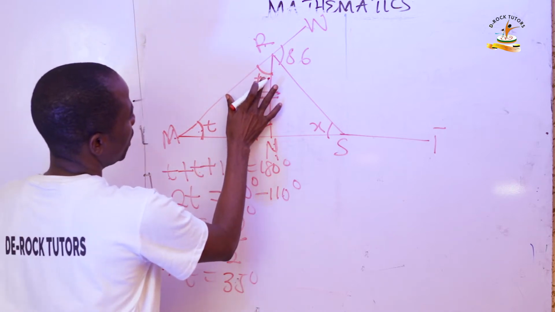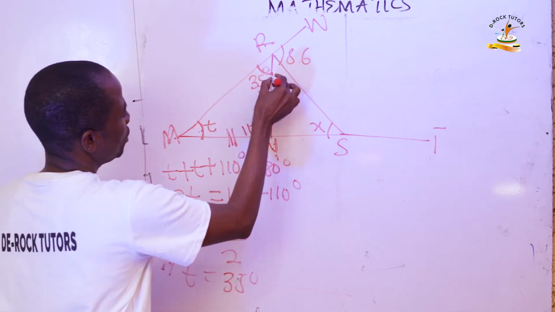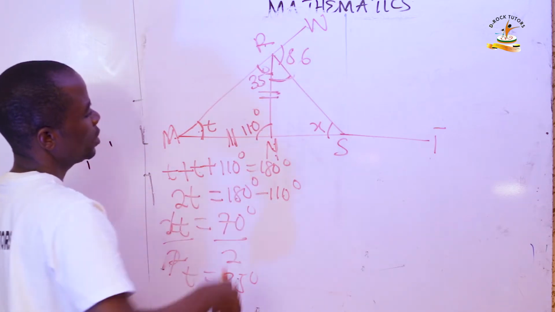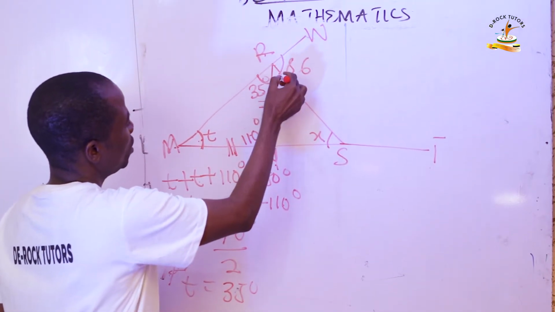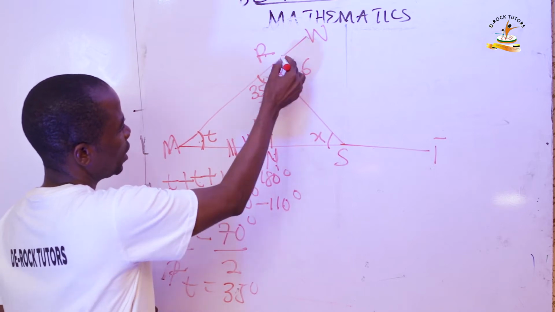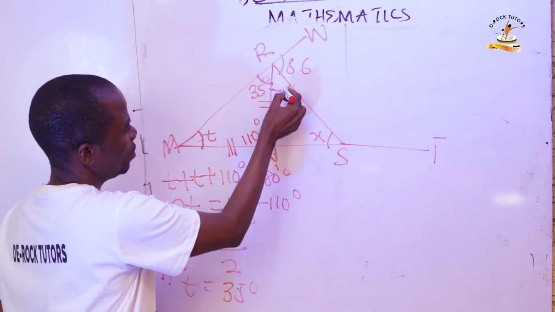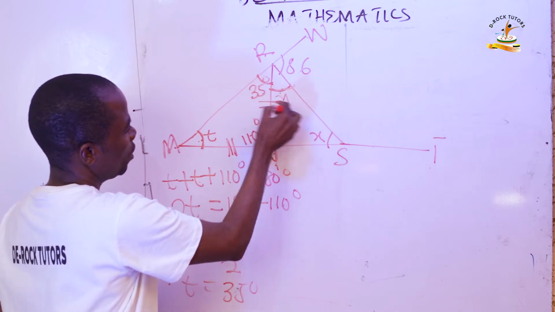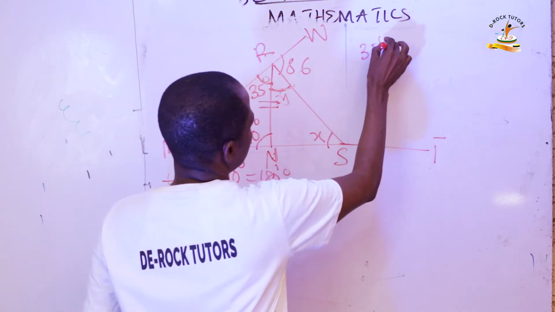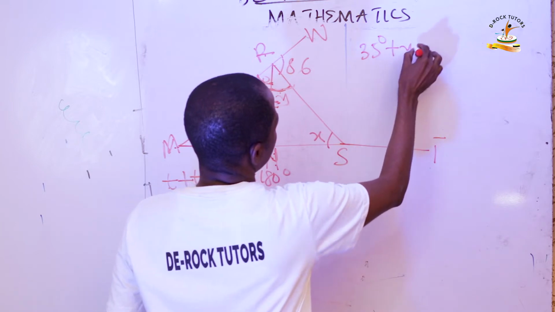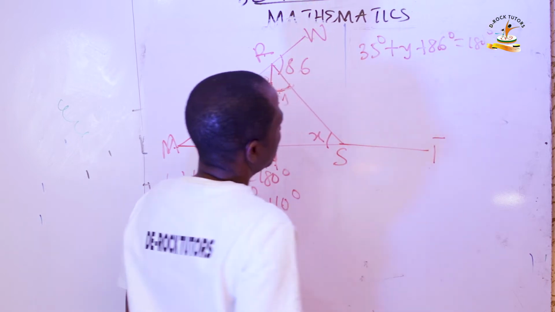So which means the angle here is now 35 degrees. Then we can use that to calculate the angle here. Now, we know that the angle on this straight line is 180 degrees. The angle here is known, 86. The angle here is known, 35. We can calculate the angle here. If you represent the angle here by y, then this angle y can be calculated by saying 35 degrees plus y plus 86 degrees is equal to 180 degrees.